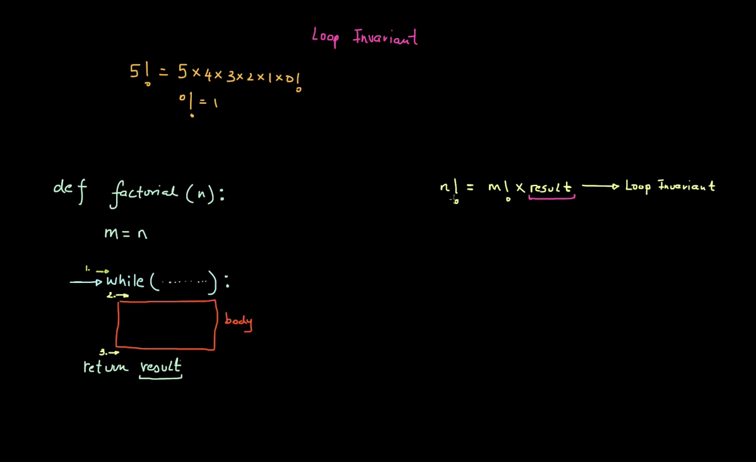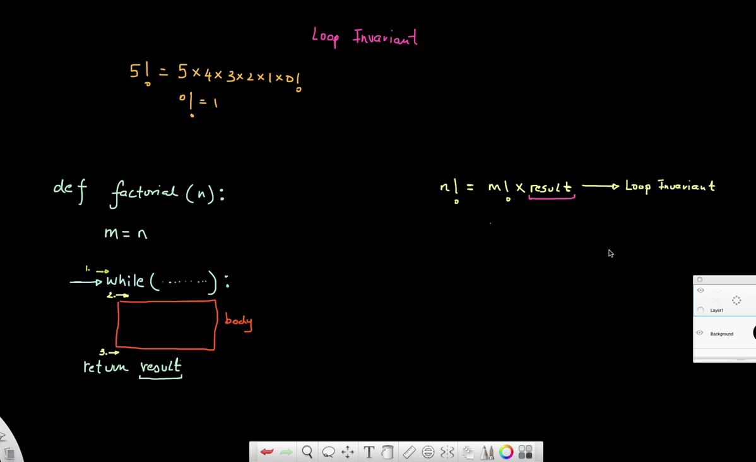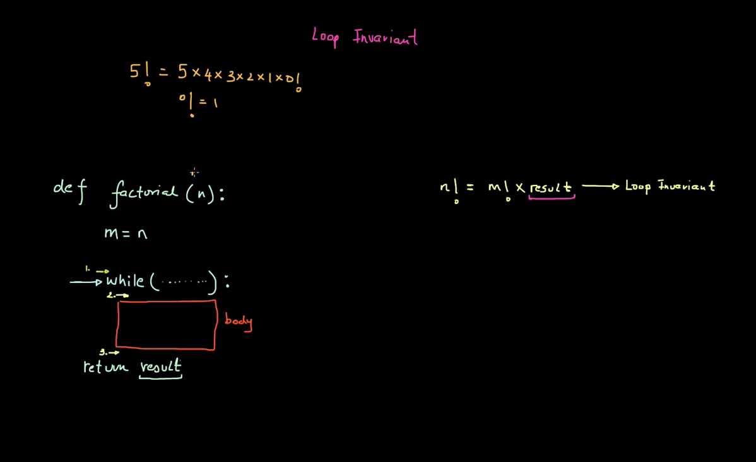If n factorial equals m factorial times result here, let's just play with some numbers. Let's say the user passes n as 3. If n is 3, I know that n factorial is 3 factorial. What is m factorial? If m equals n, m is going to be 3, meaning this is going to be 3 factorial. What should I multiply 3 factorial with? What should this box in orange be so that 3 factorial times whatever this value is going to be equal to 3 factorial? This box in orange, meaning your result, should be equal to 1.